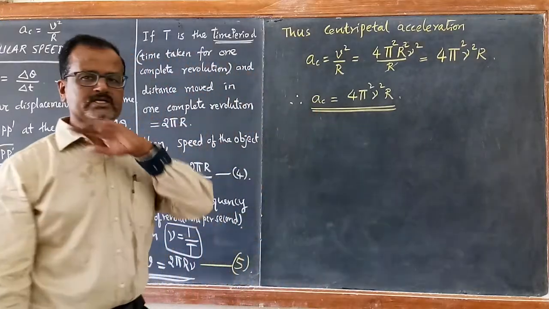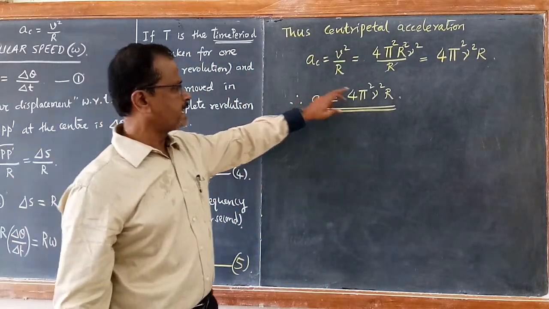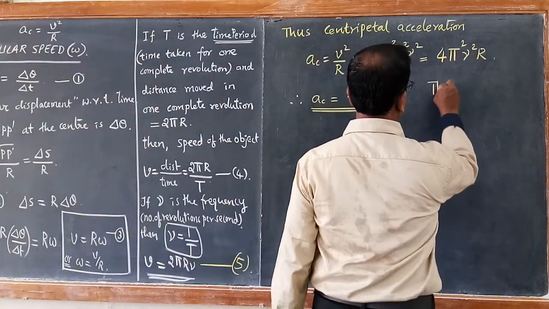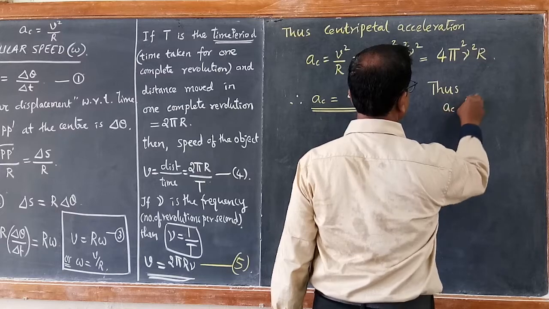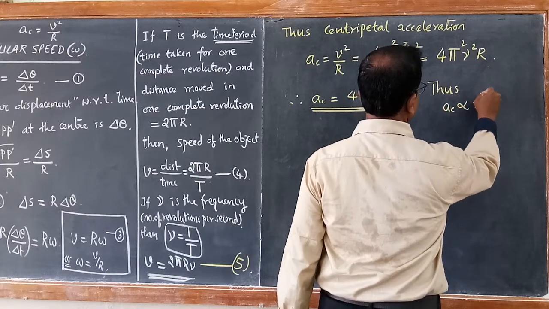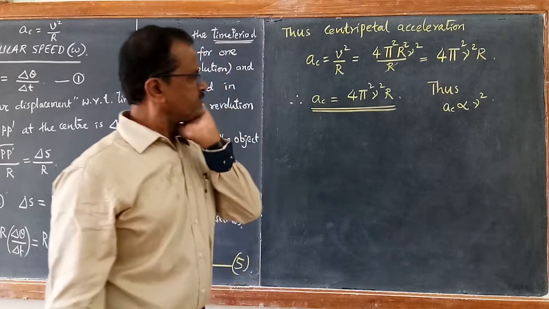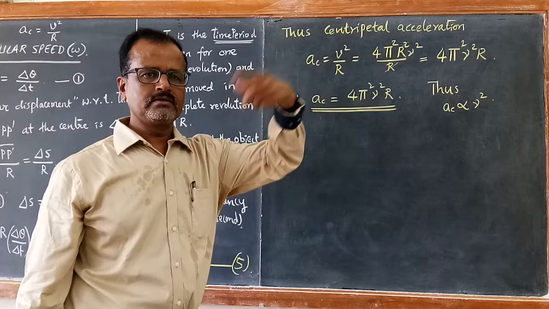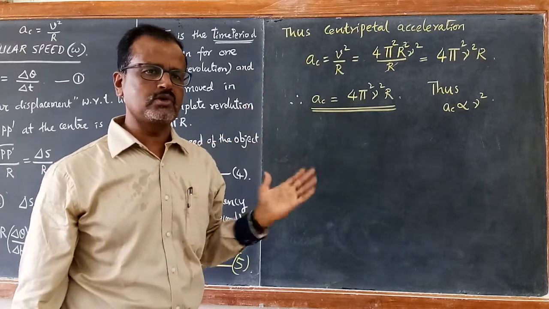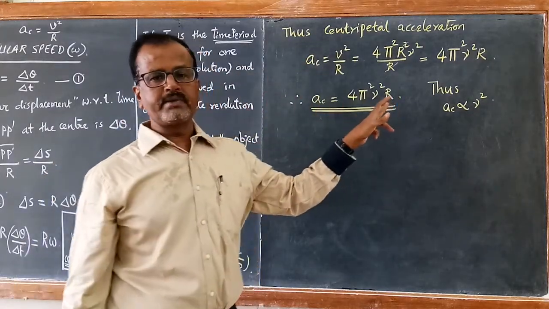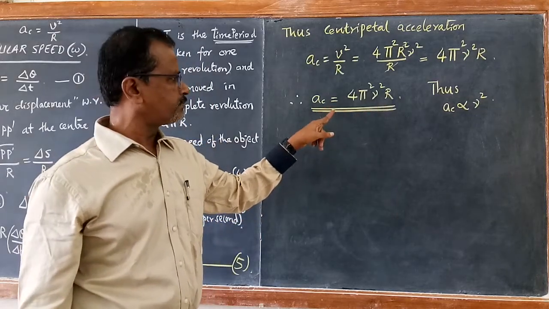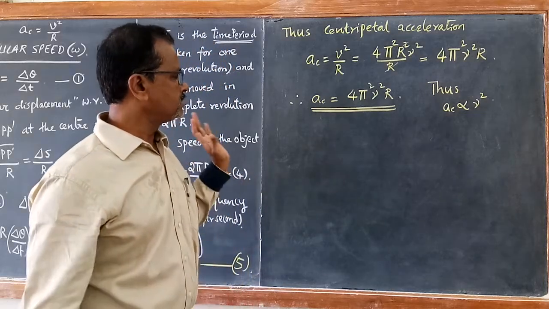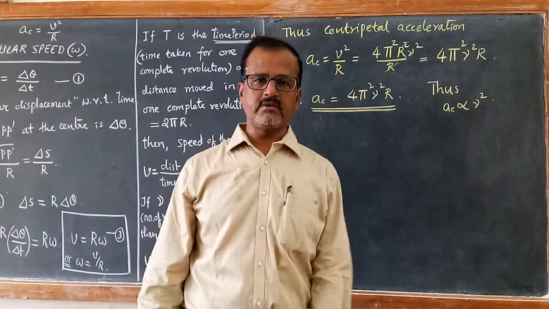So centripetal acceleration, if you look at it, is directly proportional to the square of the frequency. Thus, a_c is directly proportional to the square of the frequency. If the frequency of revolution for that uniform circular motion is constant, then centripetal acceleration is also directly proportional to r. Okay, this is how we conclude from the discussion of uniform circular motion.